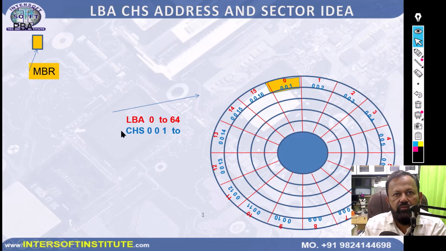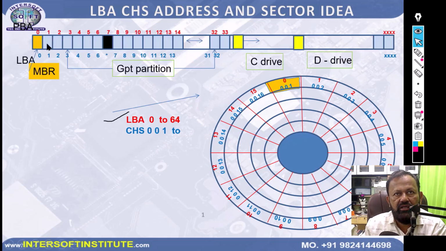So there are two types of address, CHS and LBA, and one more, PBA, that is physical block addressing, but we are explaining here about LBA, logical block addressing. Next. So these blocks are allotted here. You can check here 0, 1, 2, 3, 4, 5 up to 32. 0 is your MBR, master boot record. The first partition is the master boot record. Then up to 32 there is a GPT partition.